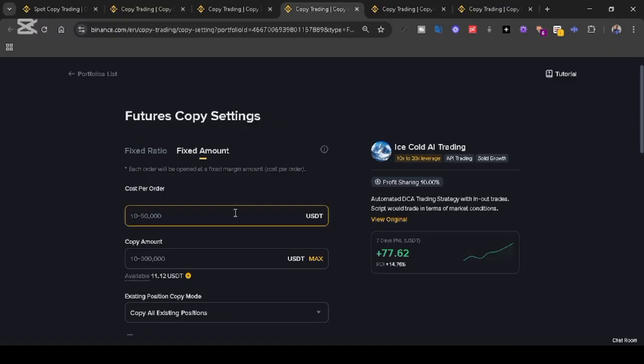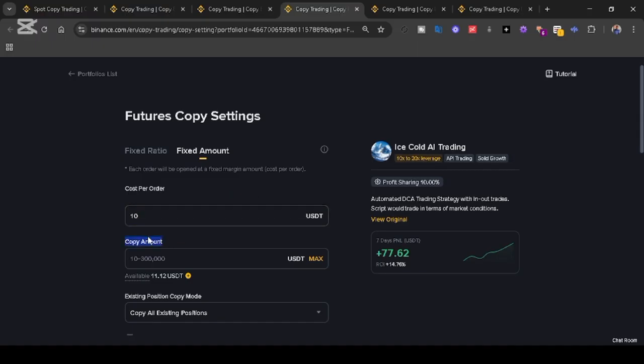Now, this first place where they wrote USDT, that's cost per order. This shows, for each trade that this person initiates, how much you want to use to copy it. So let me say I want to use $10 to copy it. Let's assume this guy copies about 10 trades, that means each of the trades that he initiates, I'll be copying each of them with $10. That is what this cost per order means here. So if he initiates 5 trades, I will be copying each of them with $10. That's a total of $50.